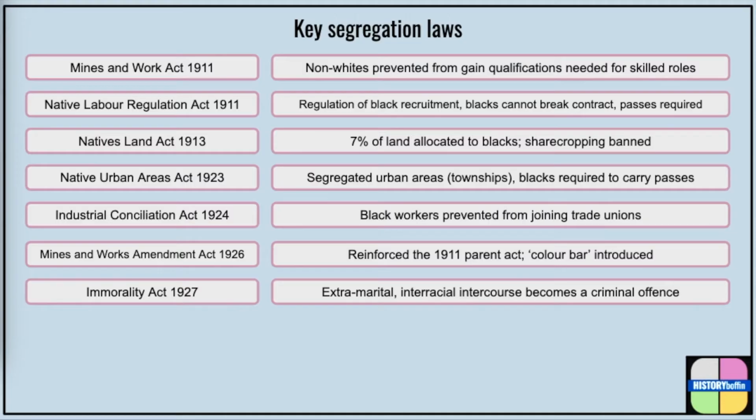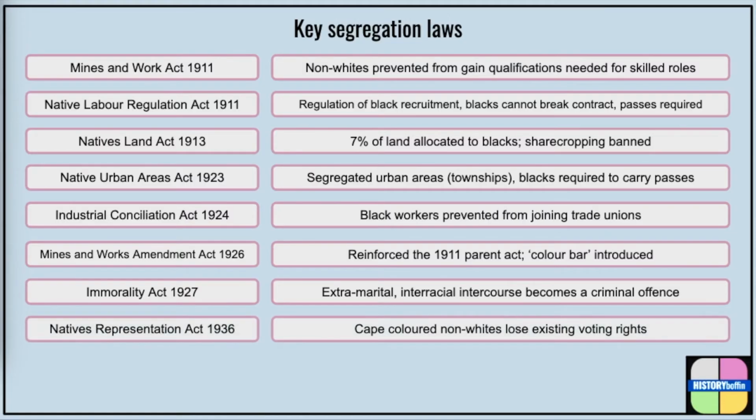Finally, but importantly, the Natives Representation Act removed the only franchise for blacks that existed in South Africa. If you will recall from the last video, in 1910 the Union of South Africa came into being, and one agreement was that the 4 provinces could determine their own voting rights.